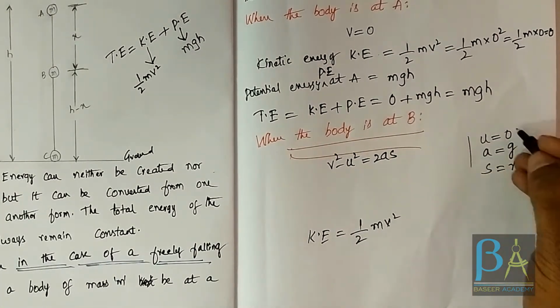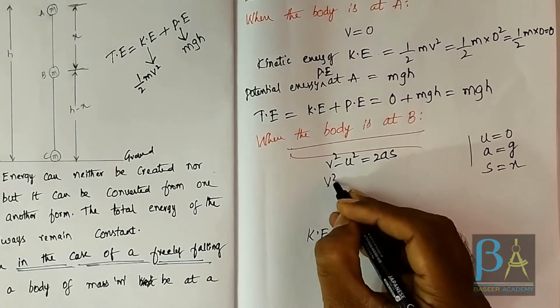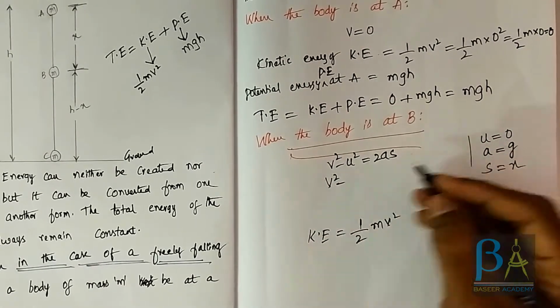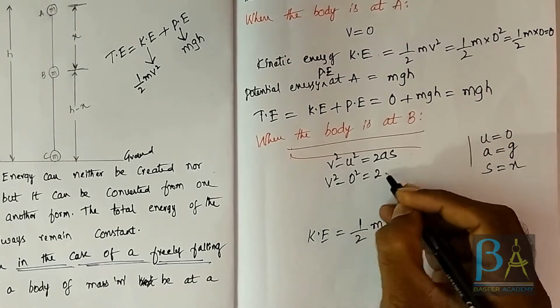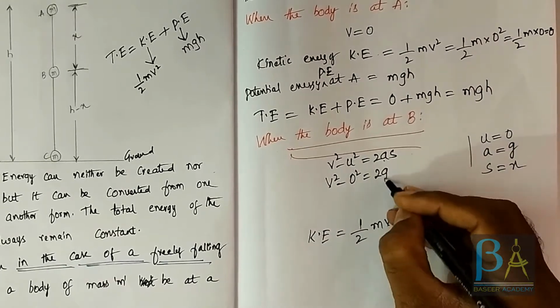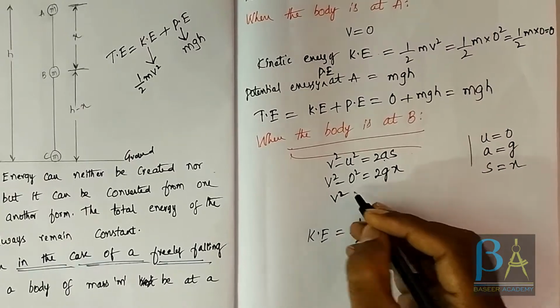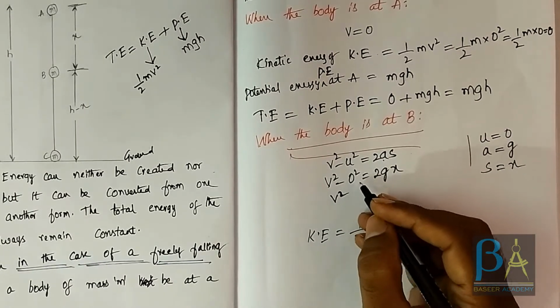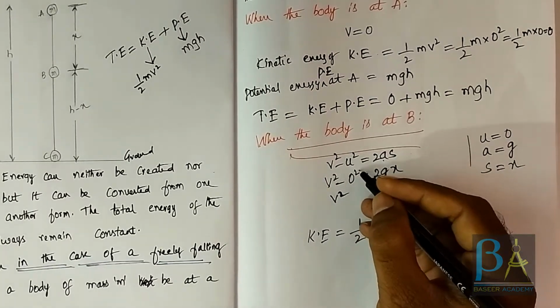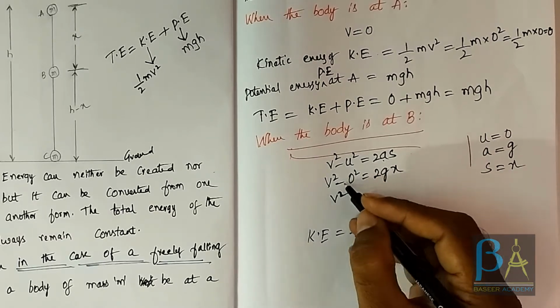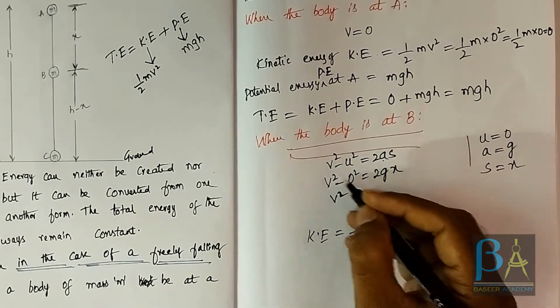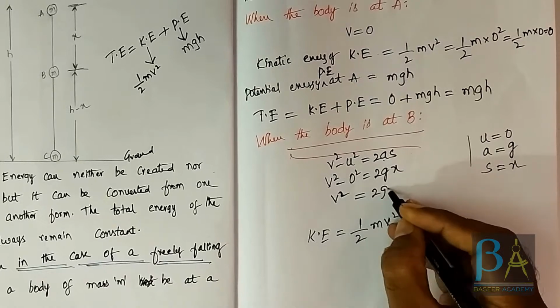Let us substitute these values here. v square, I'm writing it as it is. In place of u, I'm going to substitute 0. In place of a, I'm going to write g, and in place of s, I'm going to write x. v square minus 0 square, which is nothing but 0 itself, minus 0, which means you're not subtracting anything here. So v square remains as it is. v square is equal to 2gx.